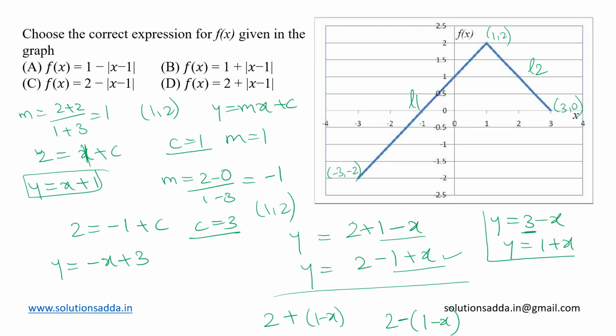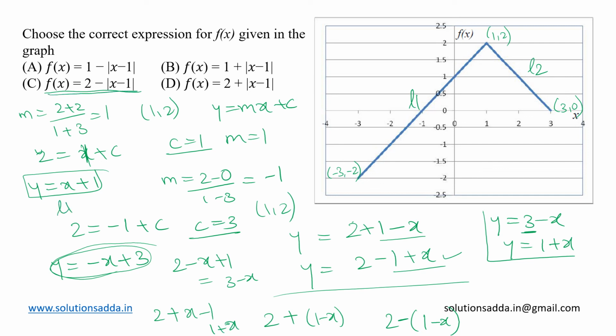So we can see that in option C, 2 minus modulus of (x minus 1). Once we open this with a positive sign, we get 2 minus x plus 1, which is 3 minus x, corresponding to the line L2 which we got over here. And when we open it with a negative sign, we get 2 minus of, which converts into plus, x minus 1. So that becomes 1 plus x, corresponding to this line L1.